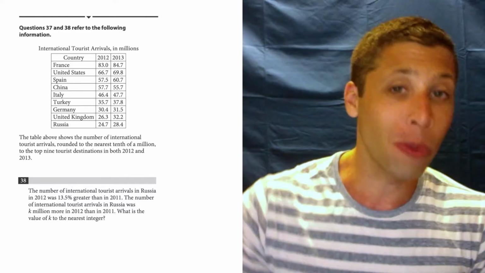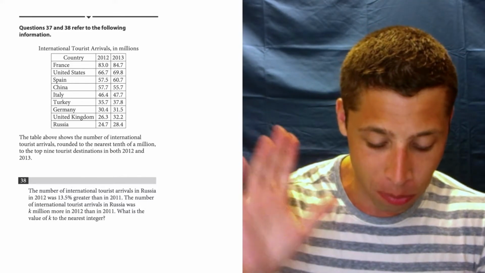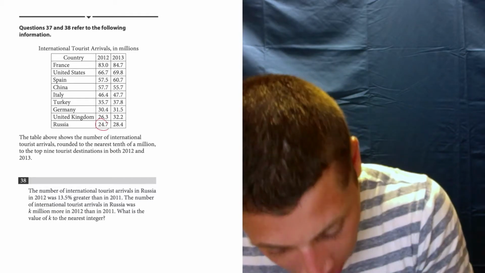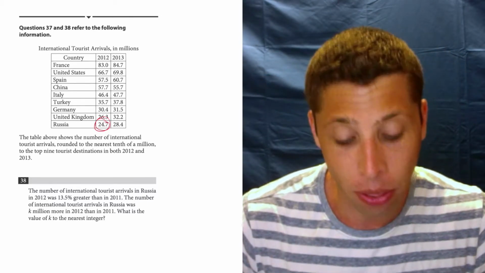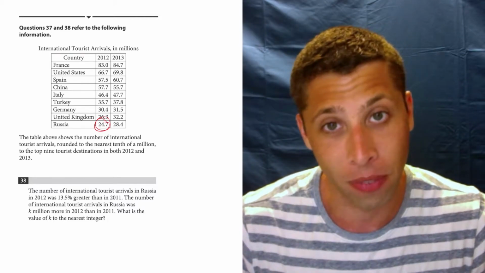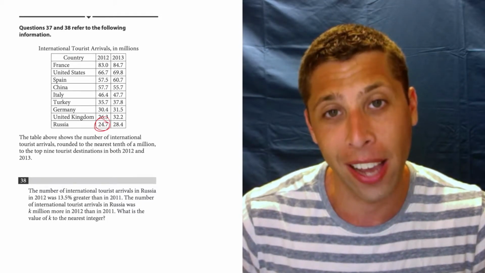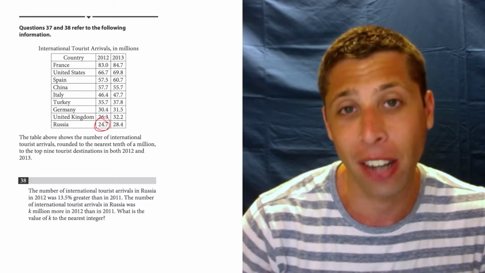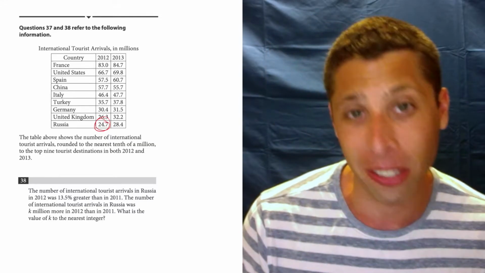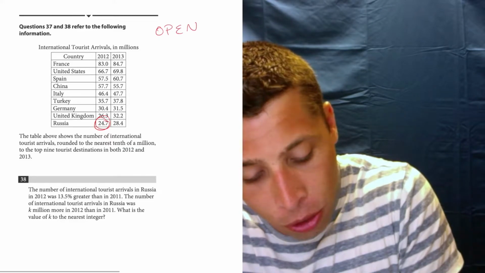The wrong way first, though, is to just multiply 24.7, the number in Russia in 2012, by 0.135, that's 13.5%, and then to subtract that out and find what that is. That's not correct. What we want to do is create a percent increase situation here. So I use my open formula to do that.